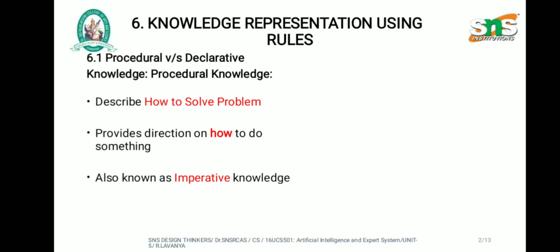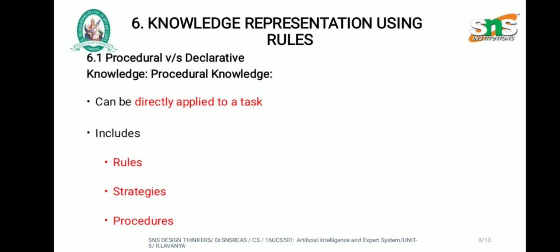First one, what is procedural knowledge? It describes how to solve a problem. Next, it provides a direction on how to do something. Also, we call it imperative knowledge. Then, procedural knowledge can be directly applied to a task. So in order to apply it directly to a task, we need to include rules, strategies, and procedures.